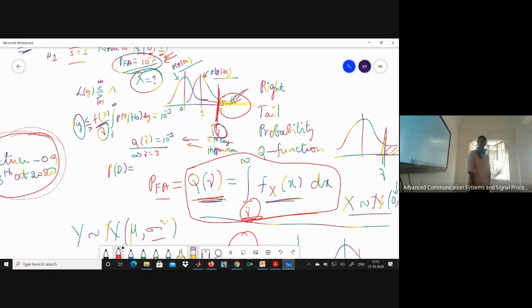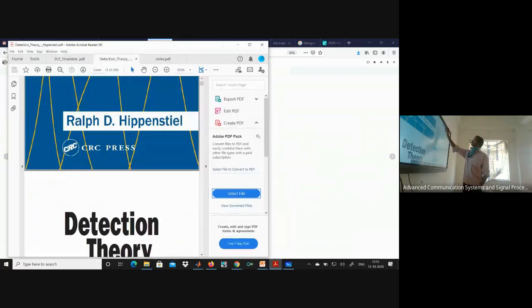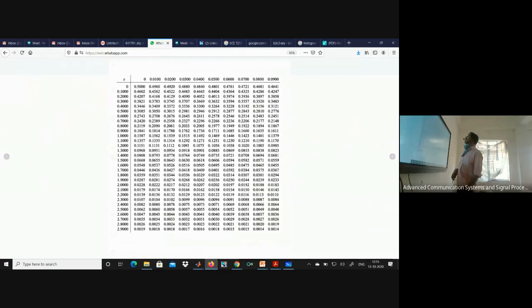that is 0.001. This figure which I have shown to you is from the textbook by Hippenstall. From this textbook I have taken this, and he has given limited values, so you can check it out. Suppose I would like to find the right tail probability for a value of x of 1.63. You can have a look here: 1.6, and then 0.03. So for 1.63 the right tail probability will be 0.0516.